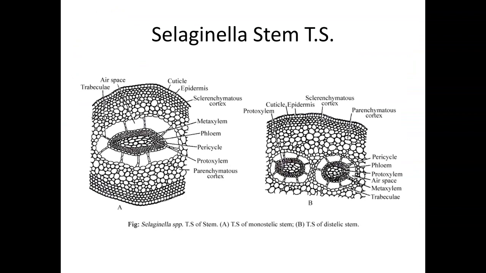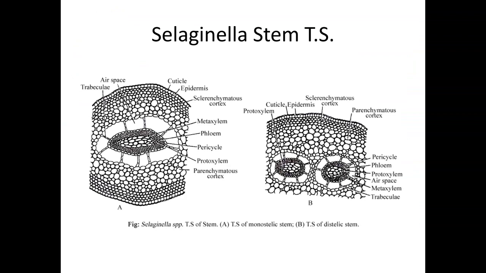Then next, Selaginella stem TS. Internal structure of Selaginella stem TS. See within this diagram, Selaginella stem TS. Now it is divided into three regions: epidermis, cortex, and central cylinder. Epidermis, one cell thick region. Cells are compactly arranged without intercellular spaces. This epidermis is lined outside by a thick cuticle. It checks the water loss from the plant.